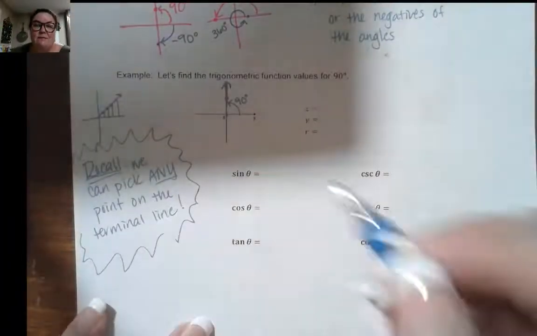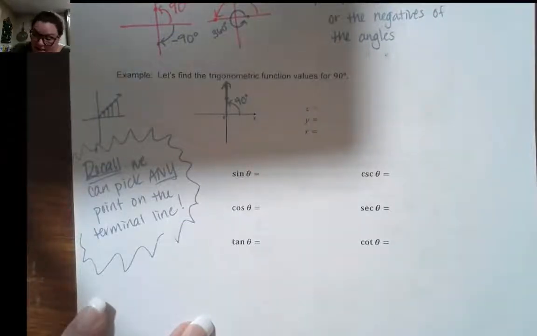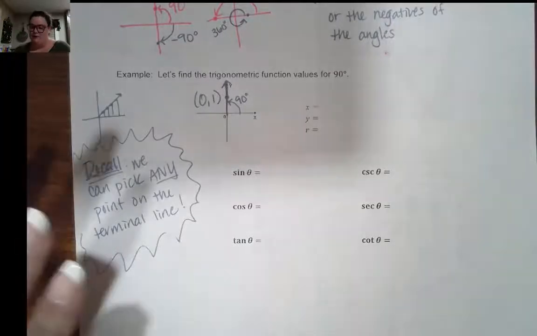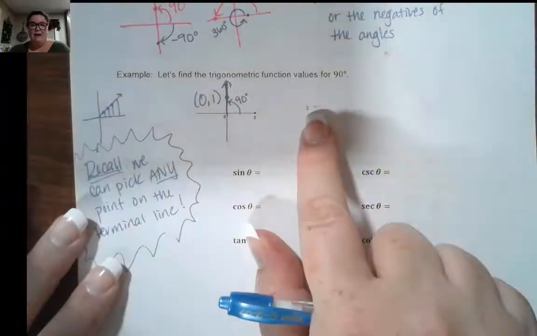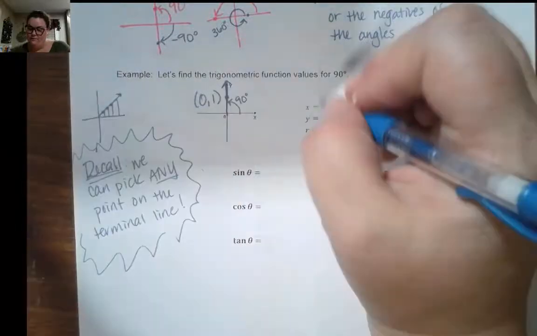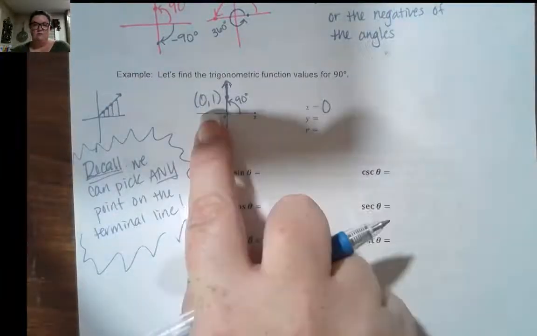Okay, we can pick any point. So I'm going to pick a point that's nice and pretty, like (0, 1). I mean, why would we not pick that? We could pick (0, 11), (0, 13), (0, 589), right? But let's pick a nice pretty one. So then that means I know my x value, because my point tells me that my x value is 0. My y value is 1.